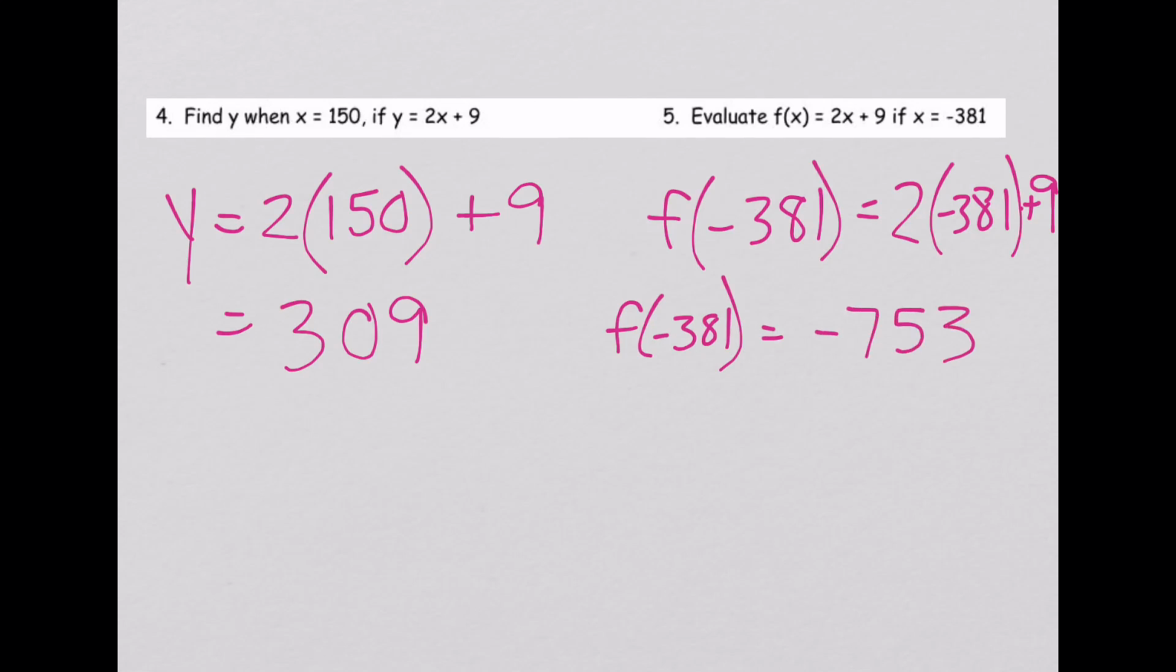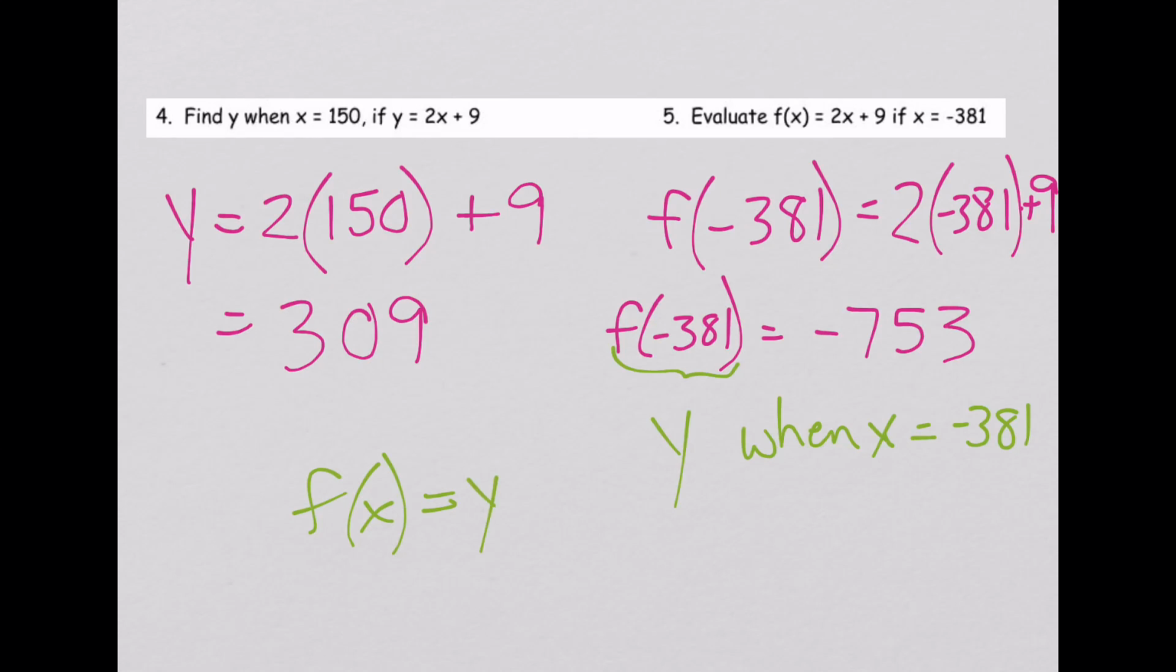So some of you might be wondering, well, what about this? What do I do with that? That's just the same as saying y. It's just giving us a little bit more information that this is what y equals when x is -381. We found y when x equals -381. So remember, anytime you see f of x, you can just replace that with y. They mean the same thing.